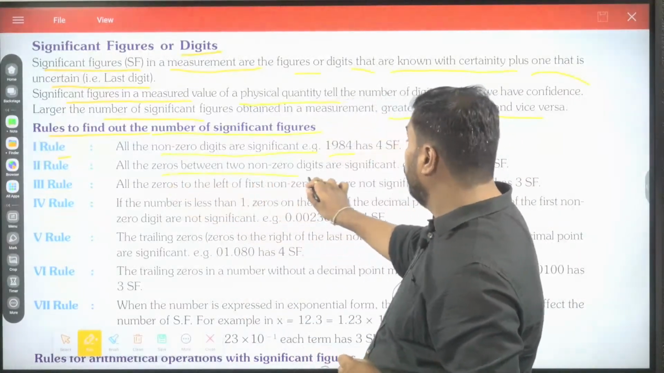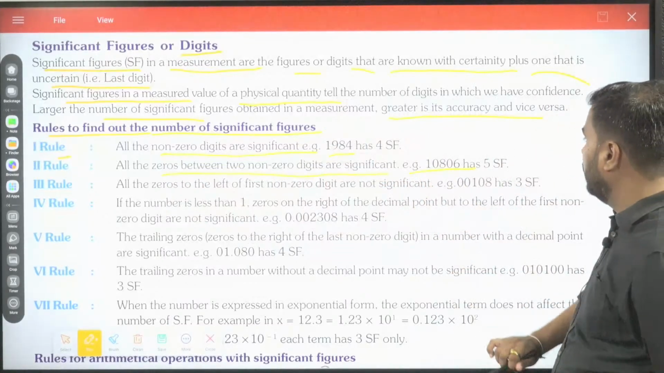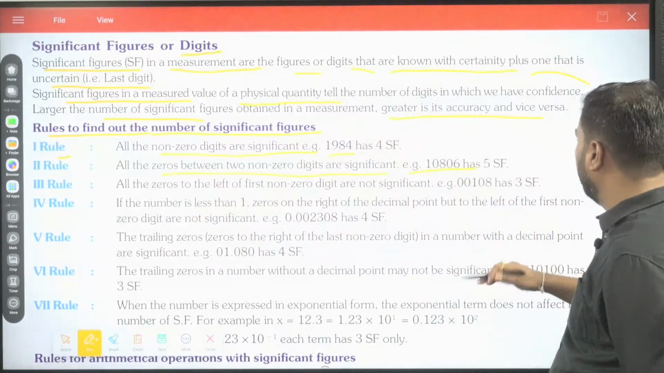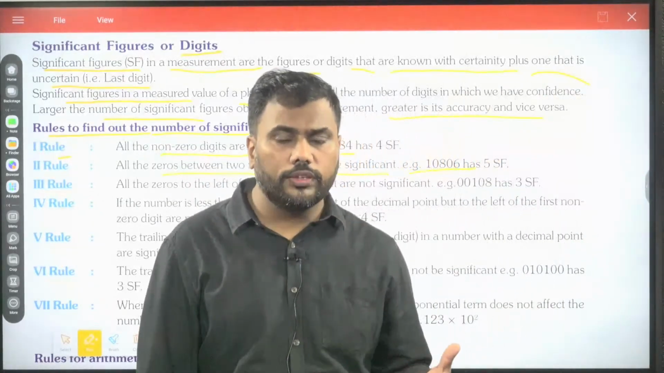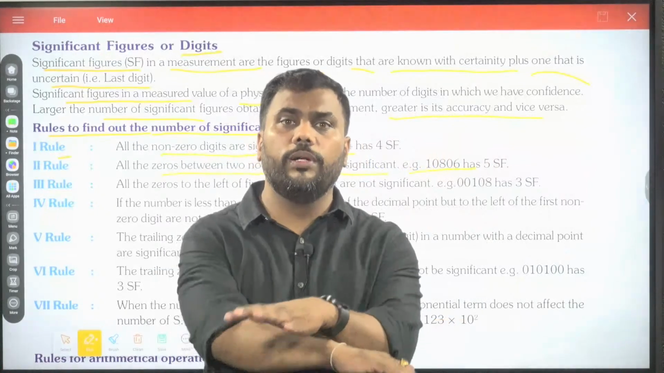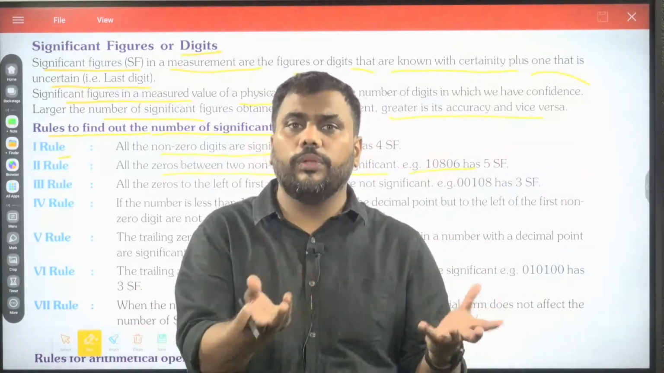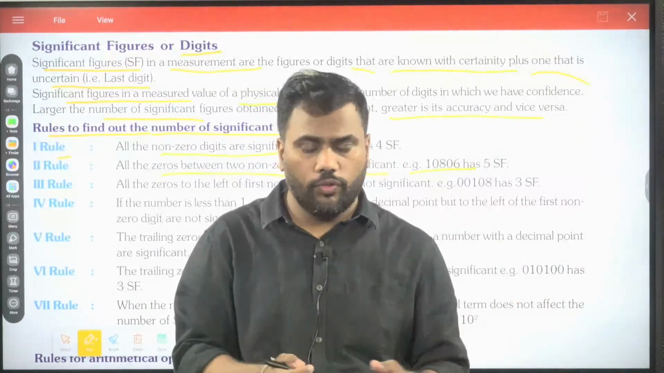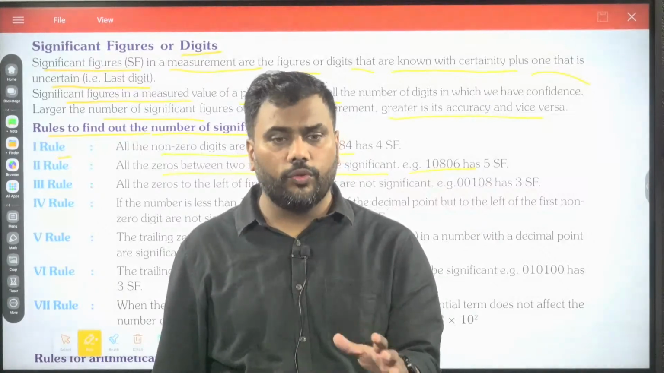All the zeros between two non-zero digits are significant. For example, this number 10806 has 5 significant digits. If I ask you what is the total number of human beings on earth, whatever number you get, you may be getting zeros in that number. Many examples I can give you, like the total number of apples in a container.